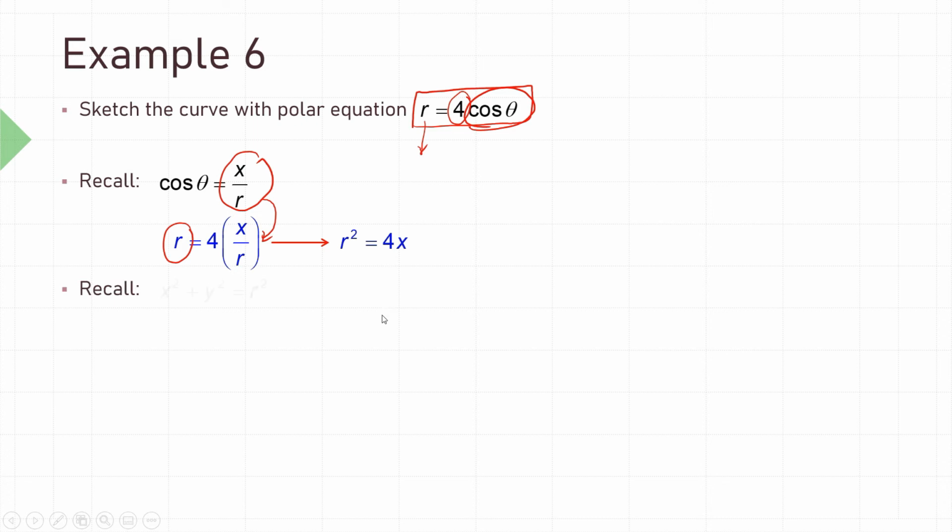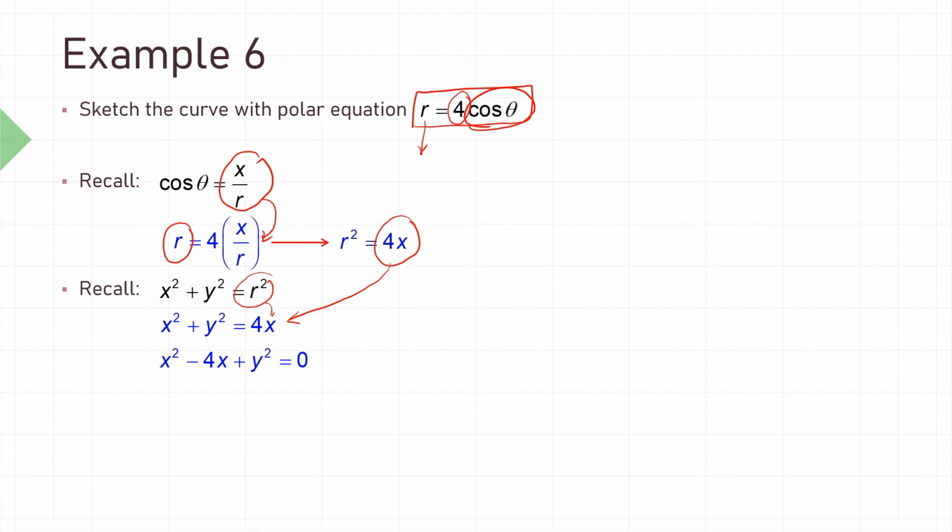And we need to recall that x squared plus y squared equal to r squared. So we substitute r squared with 4x here. So we have this equation x squared plus y squared equal to 4x. If we see this, we need to recall some other equations of graphs that you have learned before. x squared minus 4x plus y squared equal to 0, so that makes it in general form.